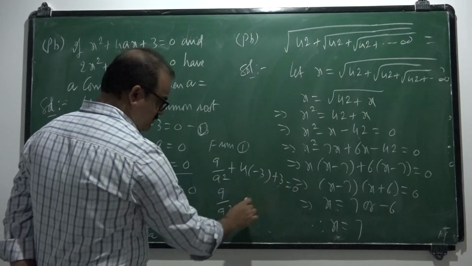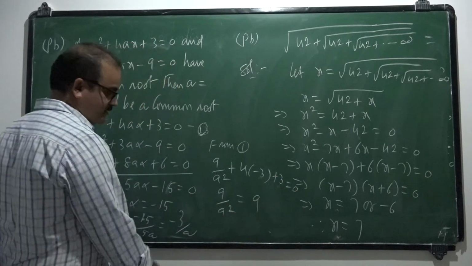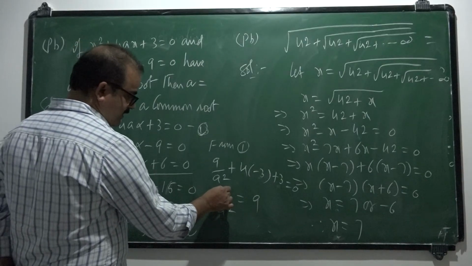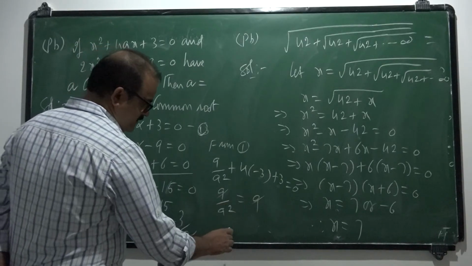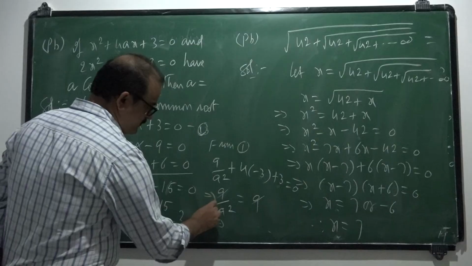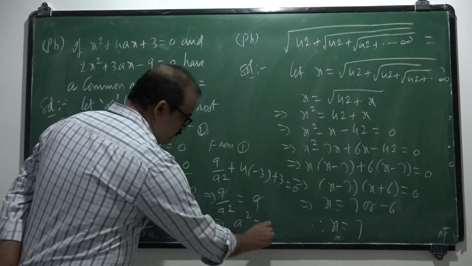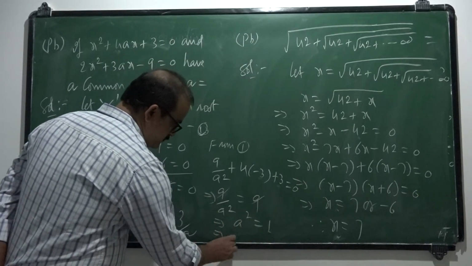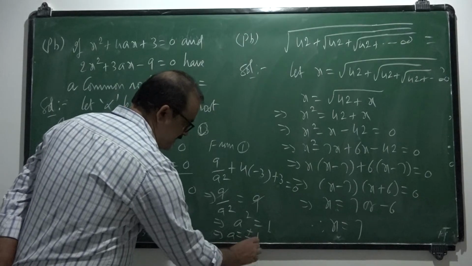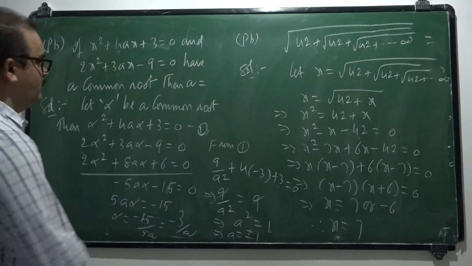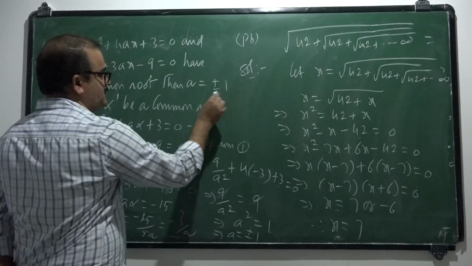Minus 9. Take this minus 9 to that side, is equal to 9. Here 9 get cancelled. On cross multiplying, a square is equal to 1. So a is equal to plus or minus 1. So the value of a is plus or minus 1.